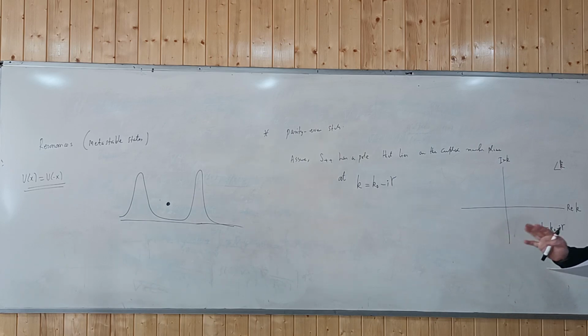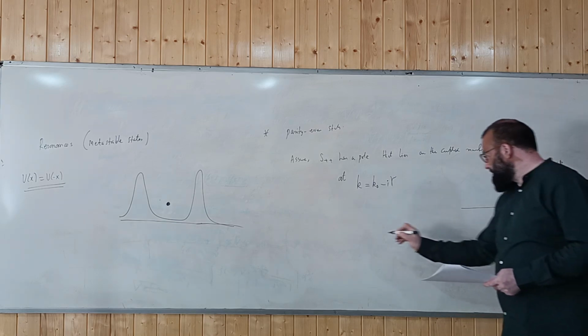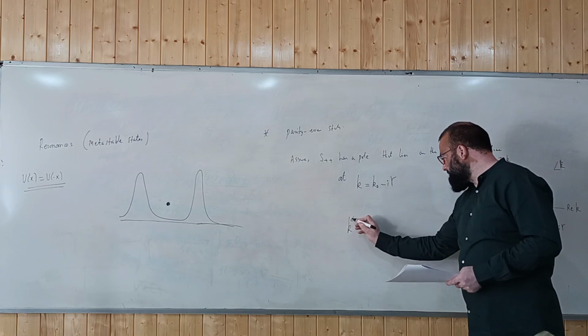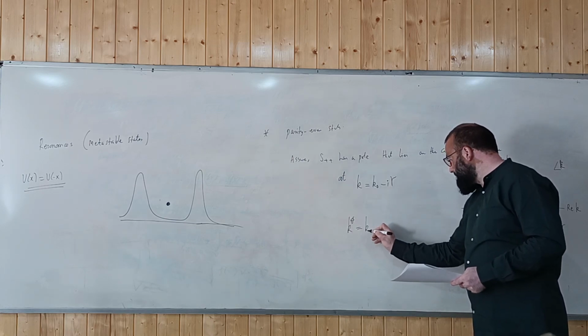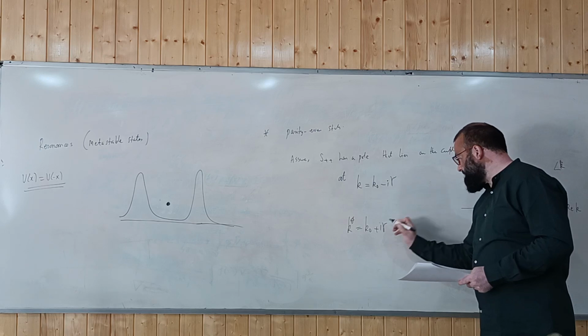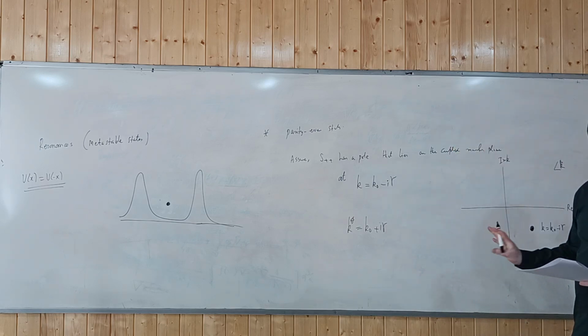Now, since this will be a root of the dispersion relation described by the Schrodinger equation, and complex roots come in conjugate forms, there must exist another root. So there should be another root at k star equal to k naught plus i gamma.